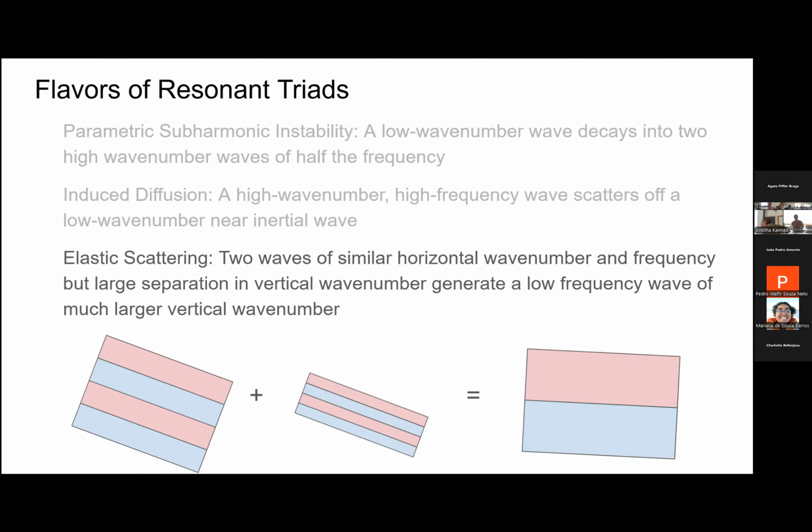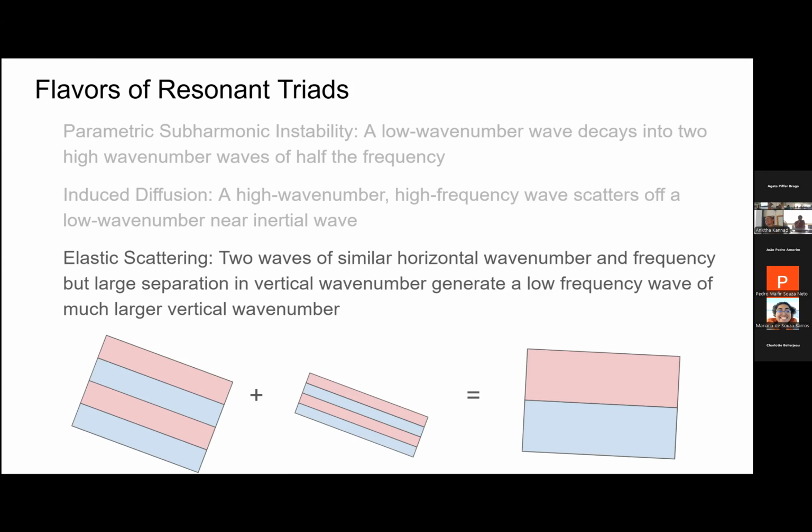So I don't have a good way of representing horizontal wave number in this one, but two waves of a similar horizontal wave number and large separation in vertical wave number generate a low frequency wave of much larger wave number. That's not the definition of elastic scattering. The one that I'm familiar with is a scattering of a high frequency wave with a low frequency wave, but the resultant wave has an equal and opposite vertical wave number to the initial high frequency wave.